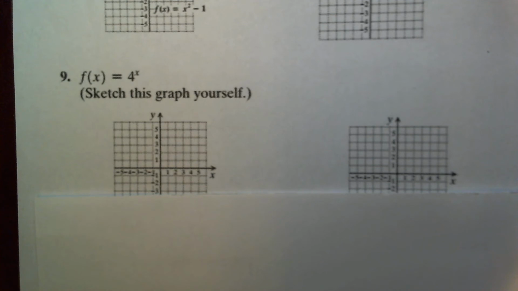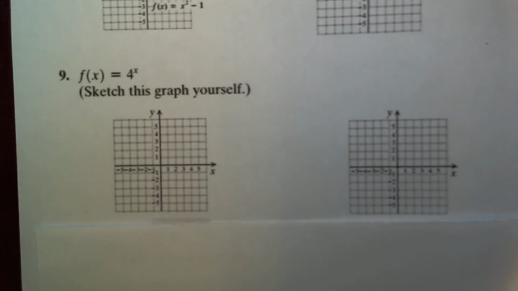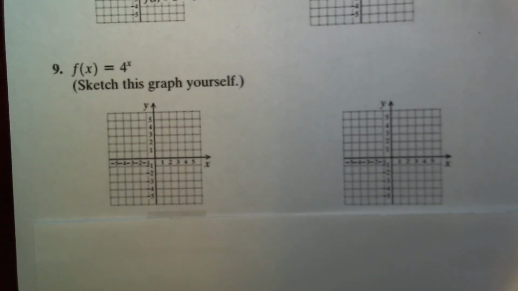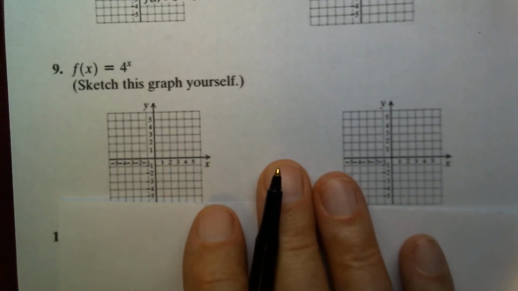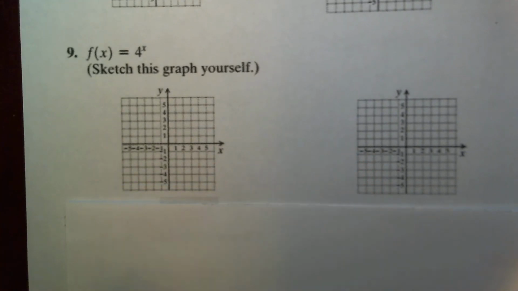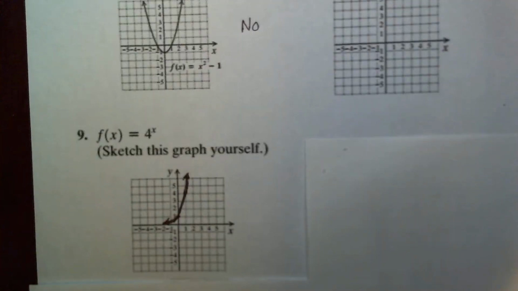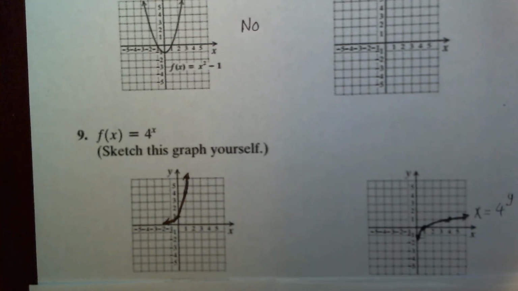Now the graph of 4 to the x, we've graphed it before. It looks as follows. For exercise 9, I graphed the function, and it looks like this, and certainly passes the horizontal line test. In other words, it's a one-to-one function, and it has an inverse, and the inverse looks like this: x equals 4 to the y. And so the answer is yes.